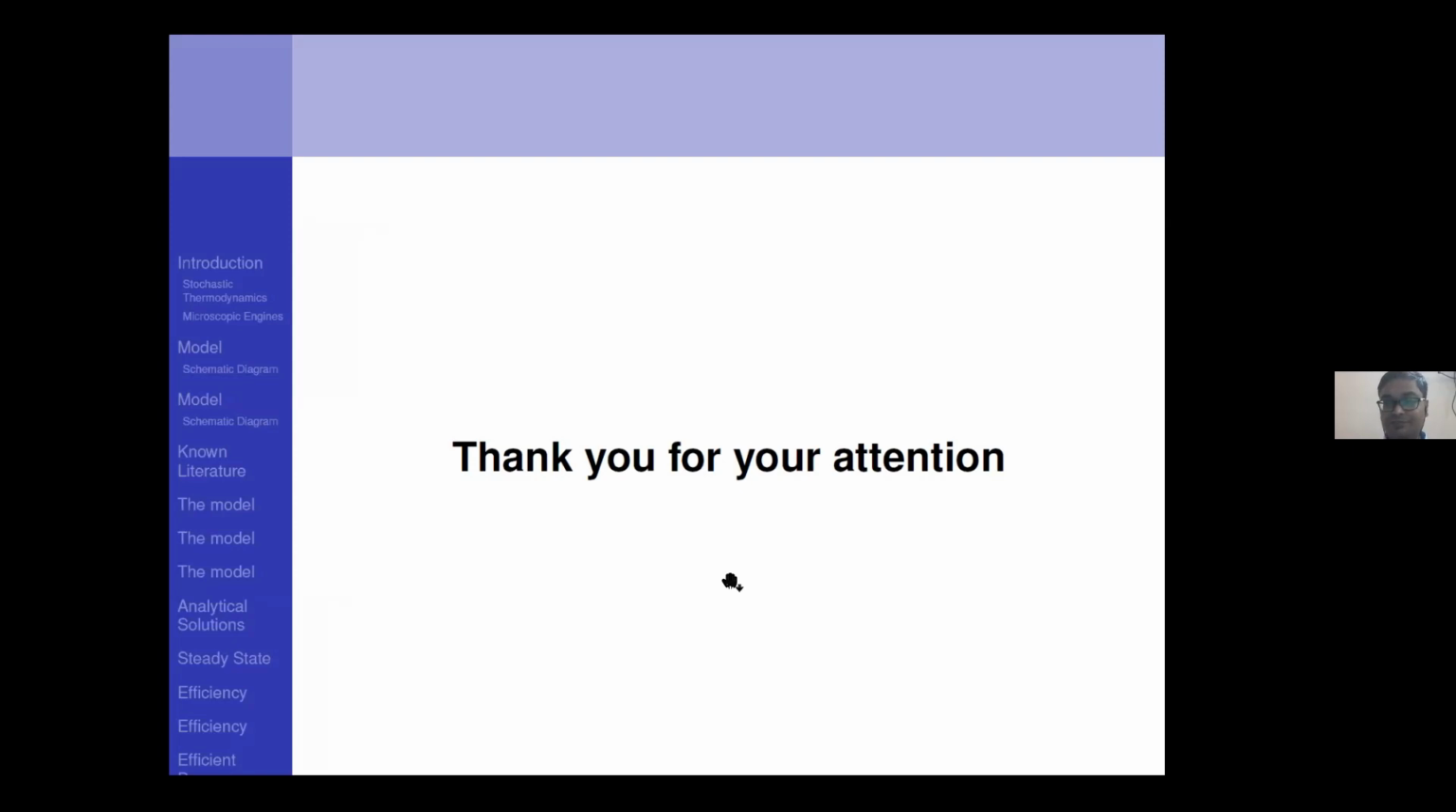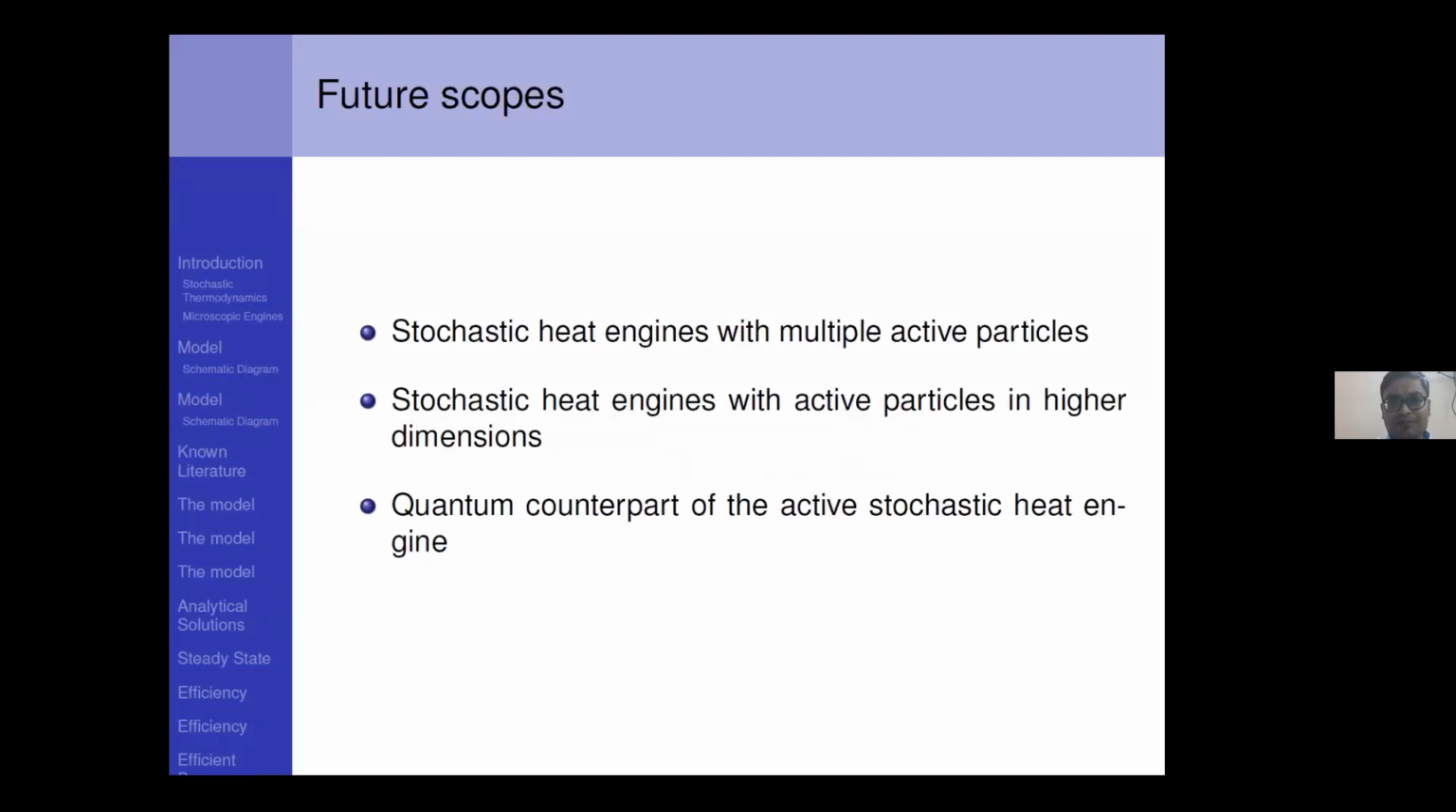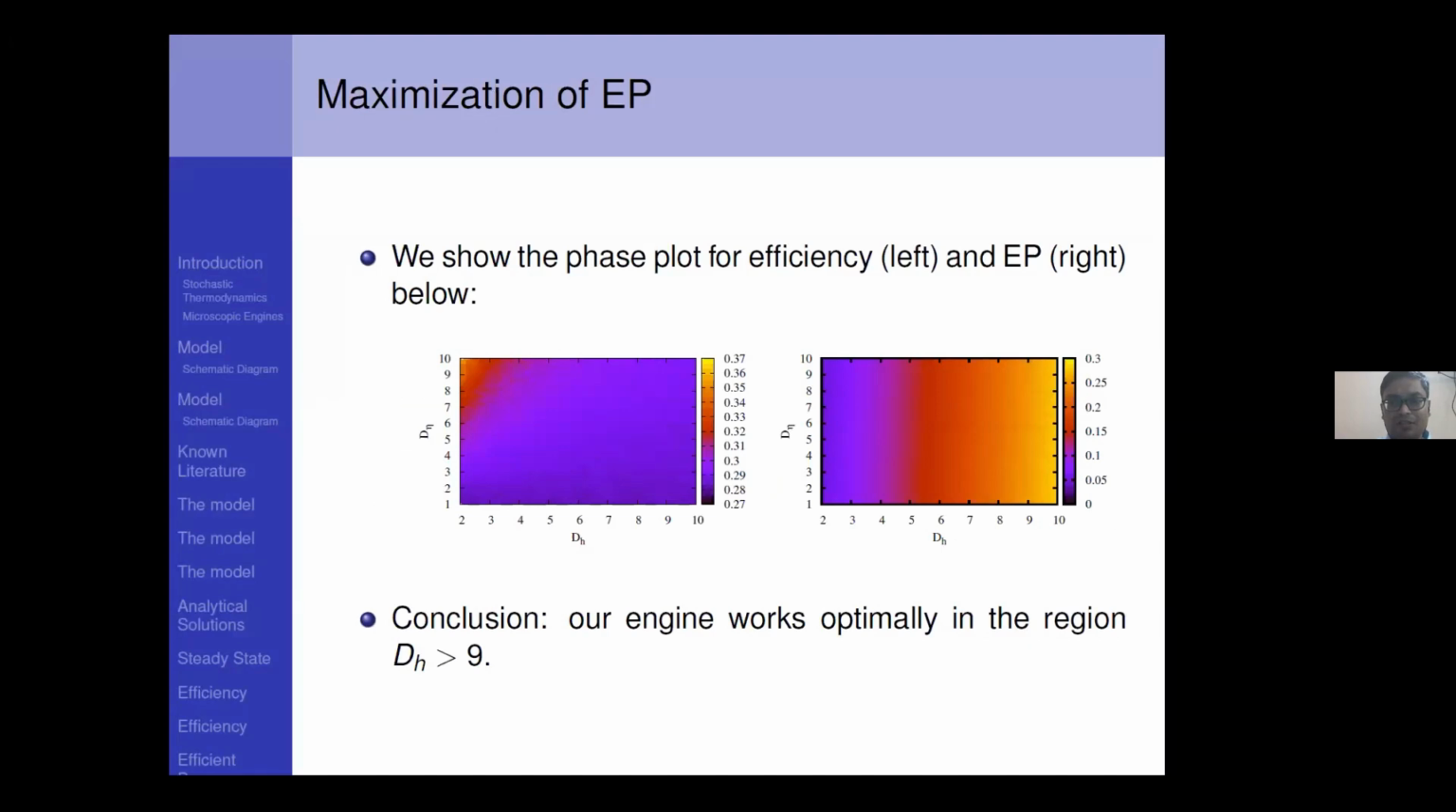Saurabh, can you explain how you got this efficient power plot? So the power was work divided by the time of observation, and the efficiency was the way we found efficiency for in this case. Then we multiplied the two, and we got the efficient power.